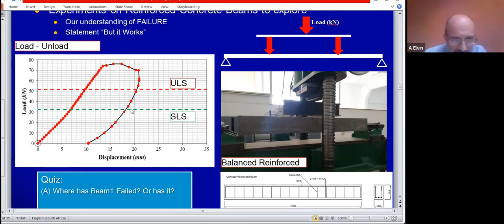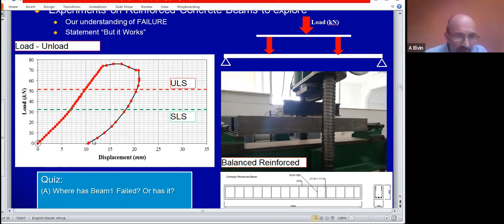From a structural perspective, so far, we can say rational design has held and it has not failed. That is good. But if we were to be asked exactly where this beam has failed, we have to say ultimate limit state failure, which is around here, and serviceability limit state failure, which means what deflection is acceptable to us and to the client, and where is the first crack? Well, where the first crack has appeared, we don't know.